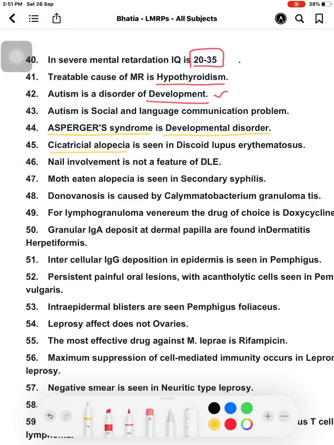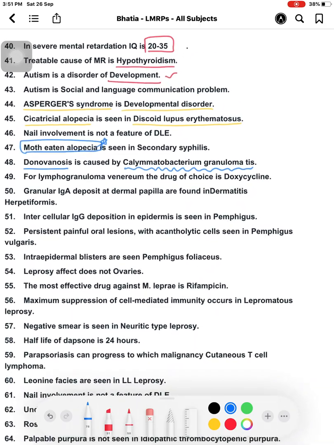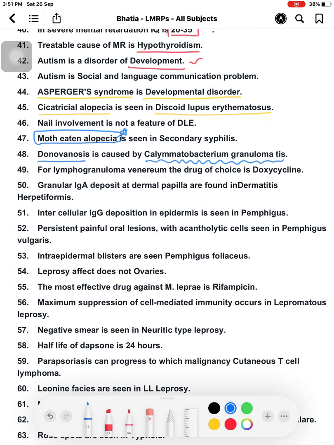Cicatricial alopecia is seen in discoid lupus erythematosus, DLE. Nail involvement is not a feature of DLE. Moth-eaten appearance is seen in secondary syphilis. This is important. Donovanosis is caused by Calymmatobacterium granulomatis. For lymphogranuloma venereum, LGV, the drug of choice is doxycycline.